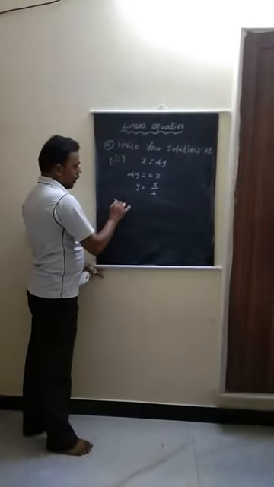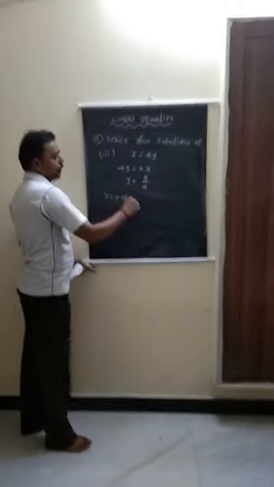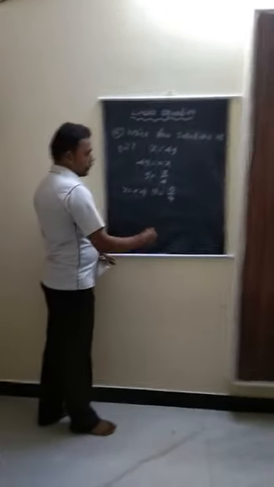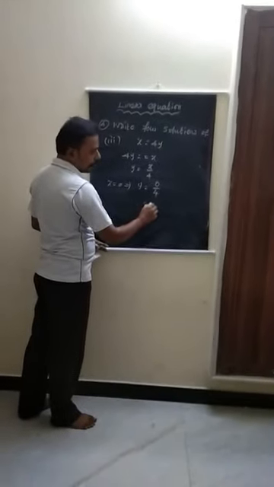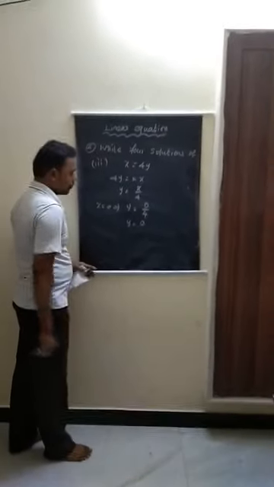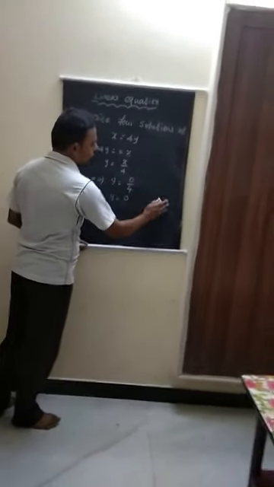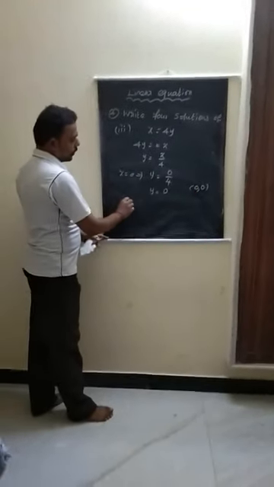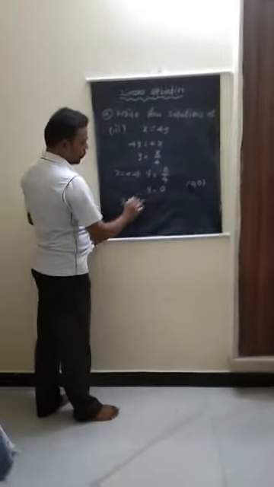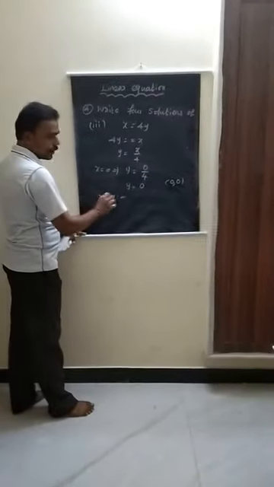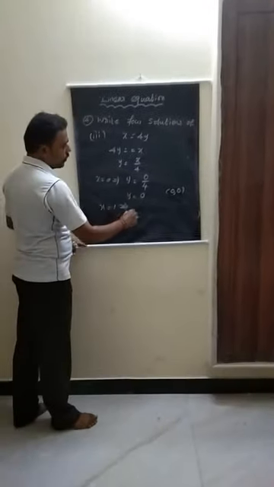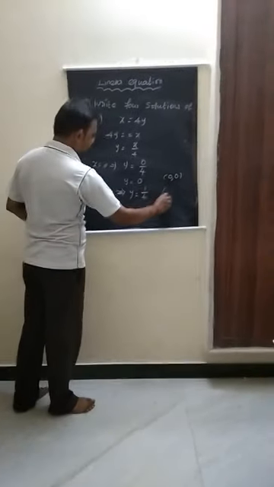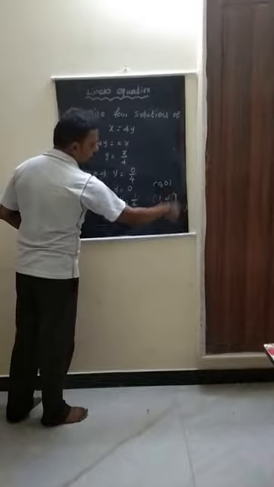Now if x is equal to 0, what happens? y equal to 0 by 4. 0 by anything is 0. y equal to 0. So the point is 0 comma 0. Similarly, x is equal to 1. What happens? Then y equal to 1 by 4. Your point is 1 comma 1 by 4.